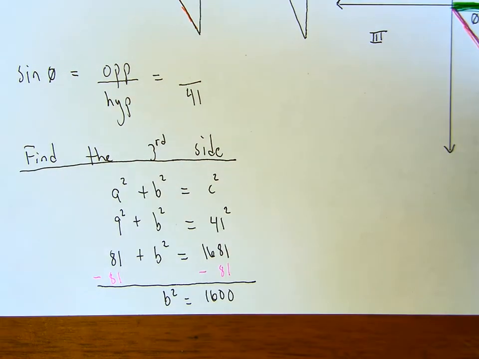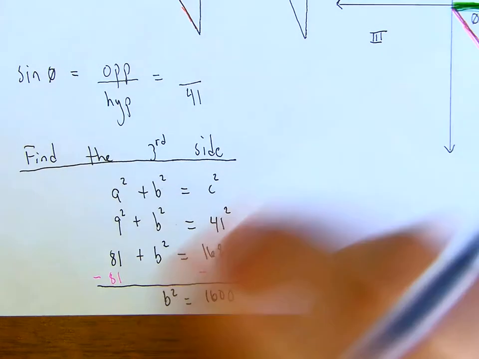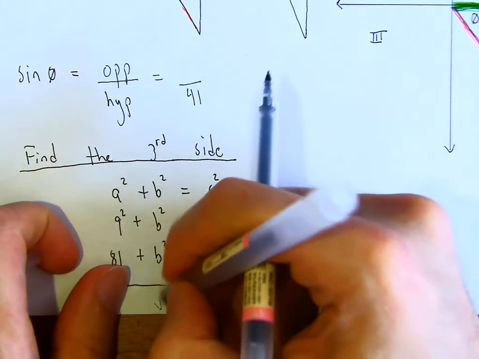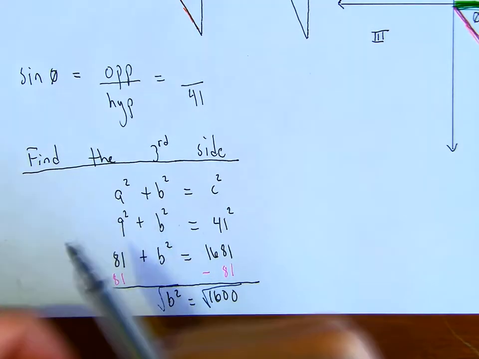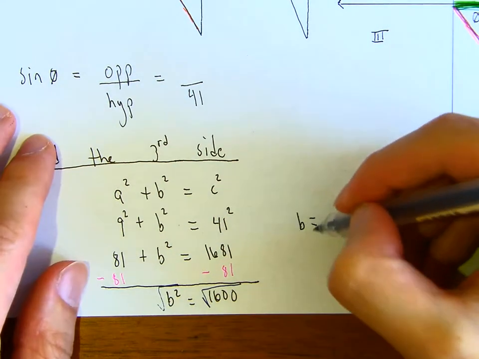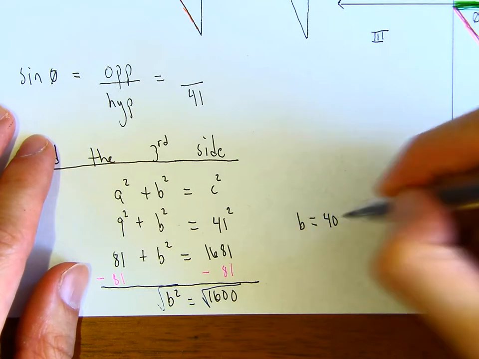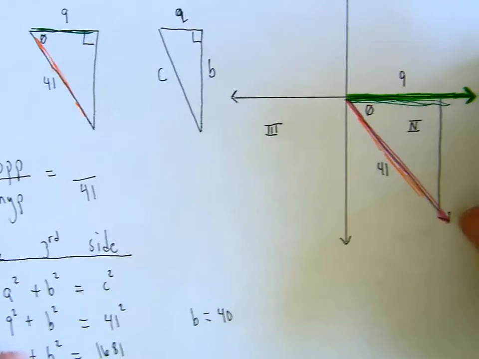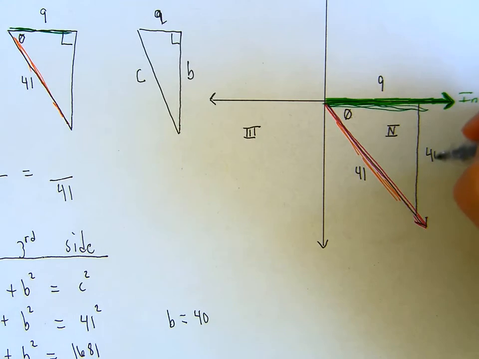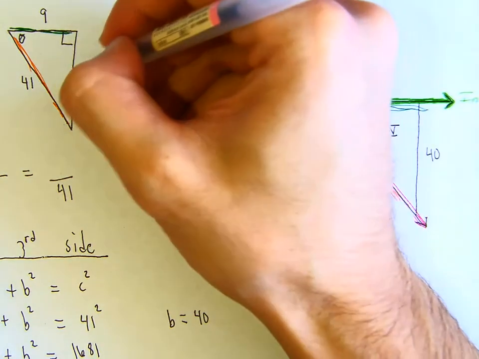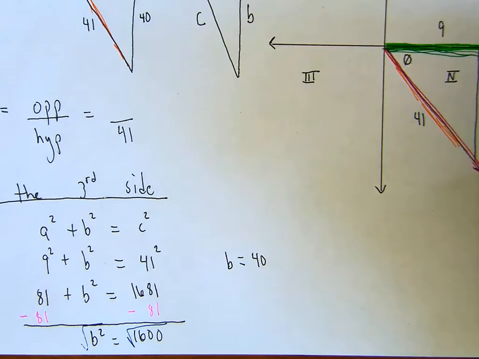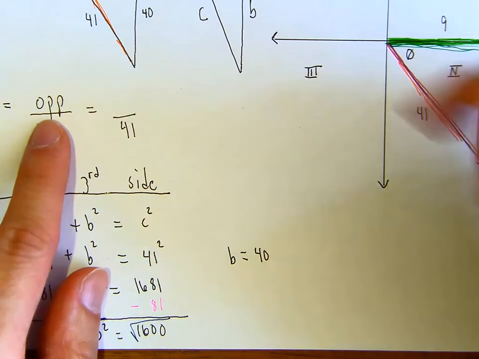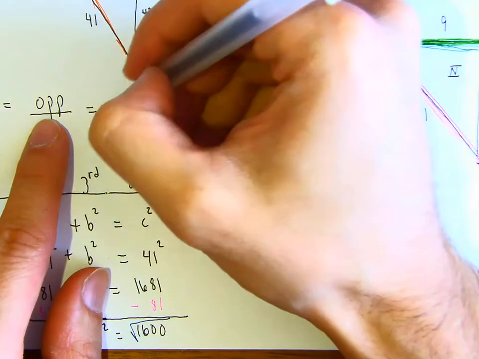And then what do we do once we get to this point? We're going to take the square root. So we know that b, what's the square root of 1,600? That's 40. So we know that the distance from here to here is 40 over here, and this is 40. So this helps us with what is opposite of this theta. The measurement of here is 40.